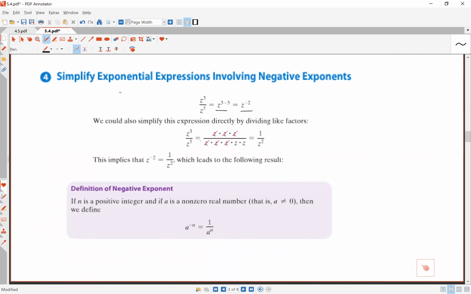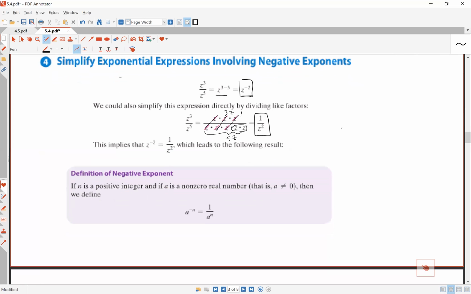Looking at the expression in another way, there are 5 z's on the bottom and 3 z's on the top. These z's can be crossed out, and we're left with 2 z's on the bottom, and everything's gone from the top, leaving a 1, so we have 1 over z squared. So we conclude that z to the negative 2 and 1 over z squared are the exact same expression. This leads us to the following result.